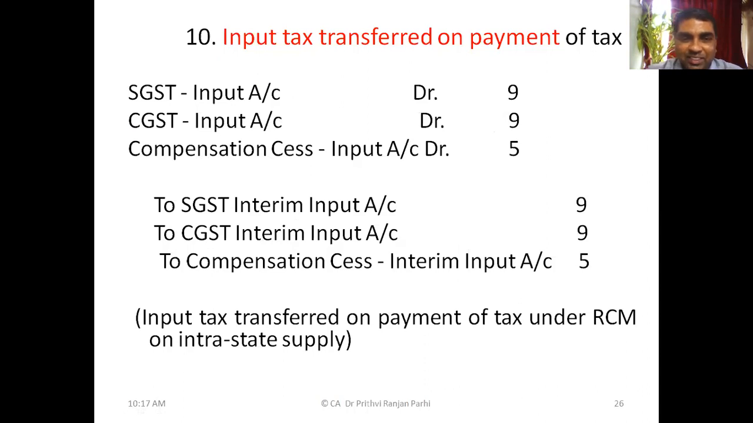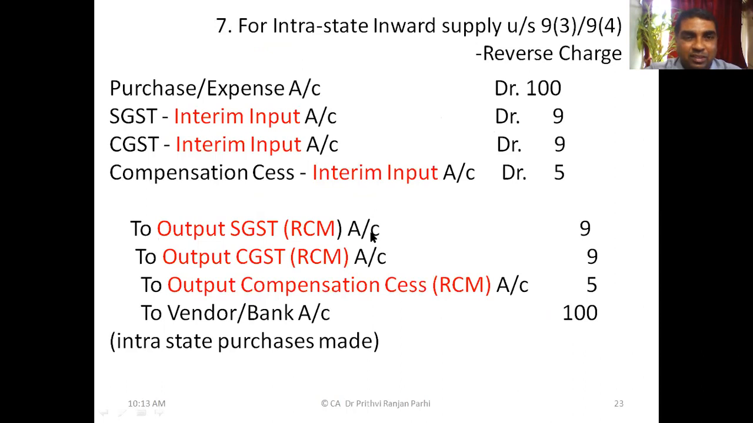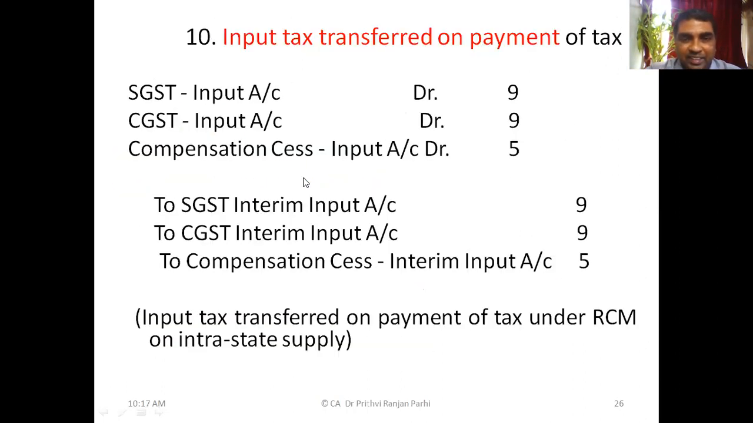Understood this? These credits were created at the first stage. If you see the first transaction, we have debited interim input, interim input, interim input. The same things are credited now.